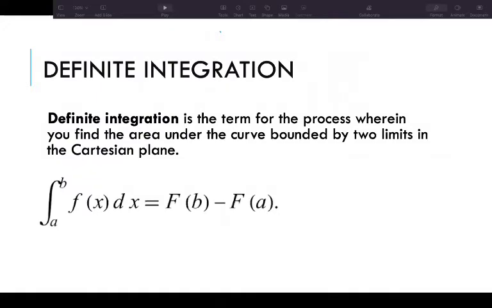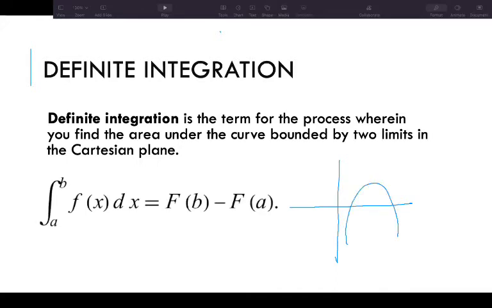Now here is definite integration. Definite integration is the term for the process wherein you find the area under the curve bounded by two limits in the Cartesian plane. So let's assume that we have a curve graphed on the Cartesian plane. It goes like this. Here's our Cartesian plane. Here is our curve.